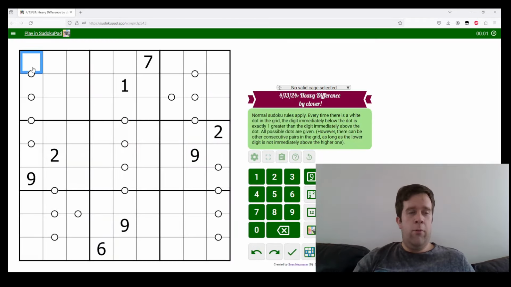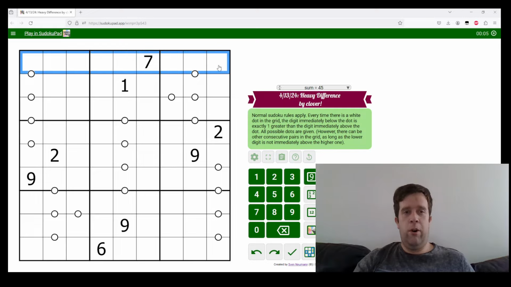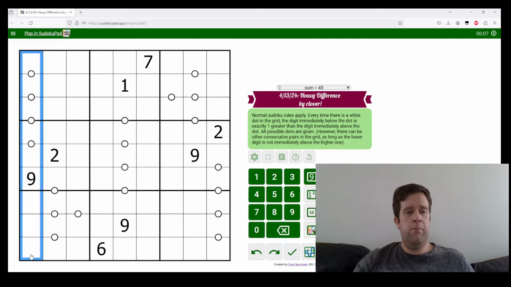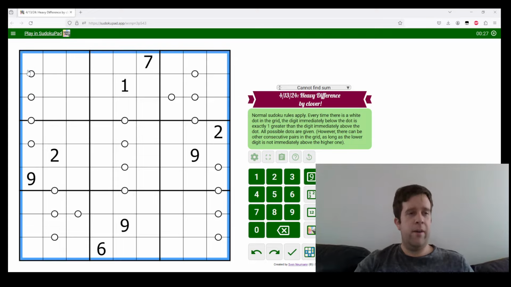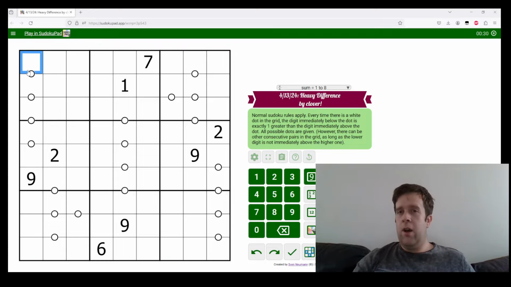So normal Sudoku rules apply. Each box, row, and column has to have the digits 1 to 9 once each. And we've had consecutive puzzles on the channel before, where these two digits have to be consecutive, like 2 and 3, as an example.